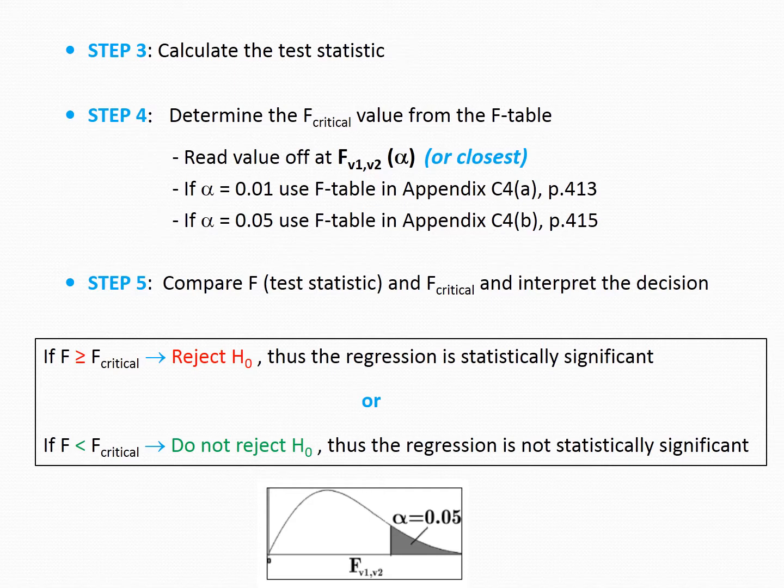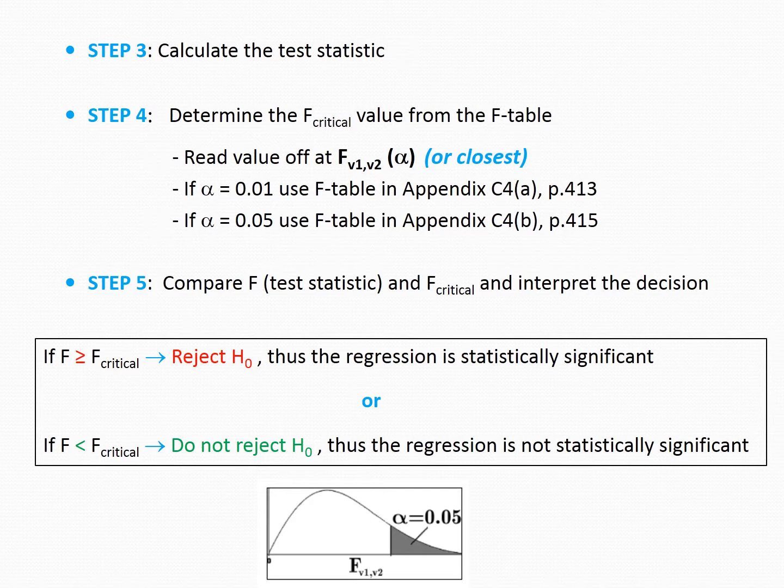Now, if I ask you to test the hypothesis at a 1% significance level, you will use the 0.01 F table in Appendix C4 on page 413. But if I ask you to test it at a 5% significance level, then you will use the 0.05 F table in Appendix C4b on page 415.